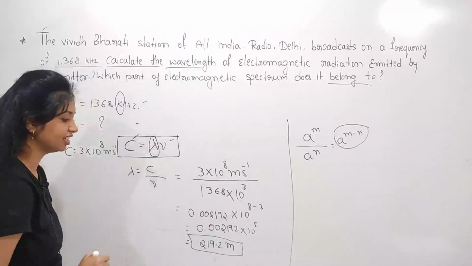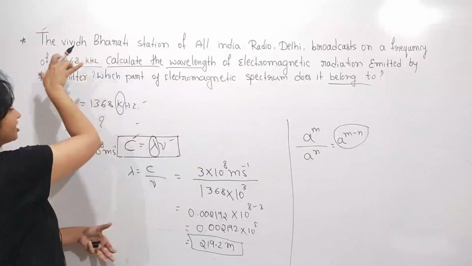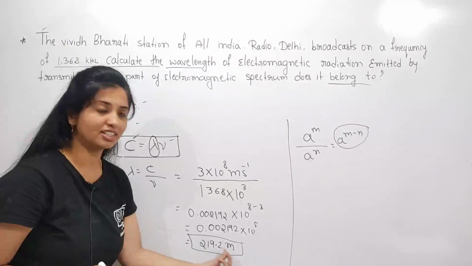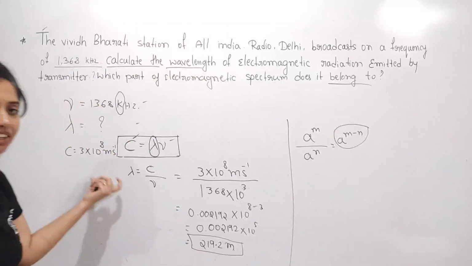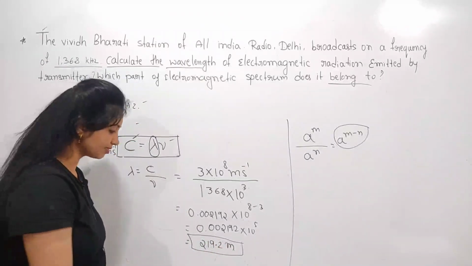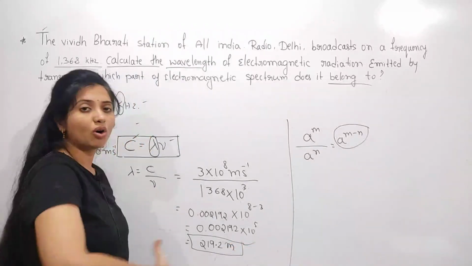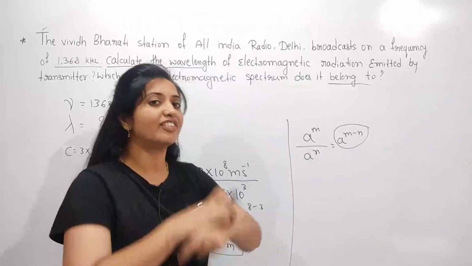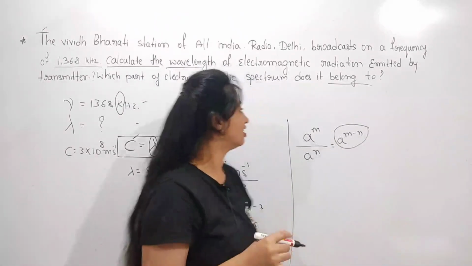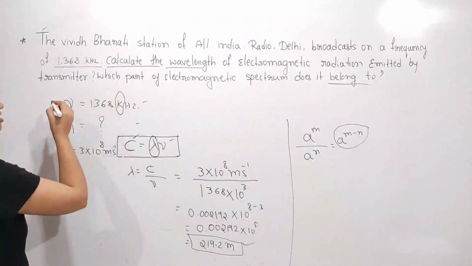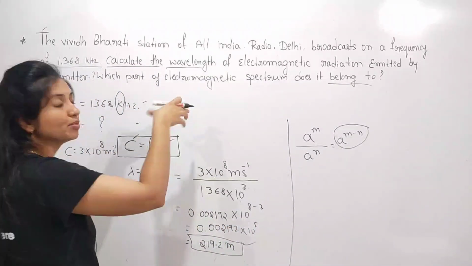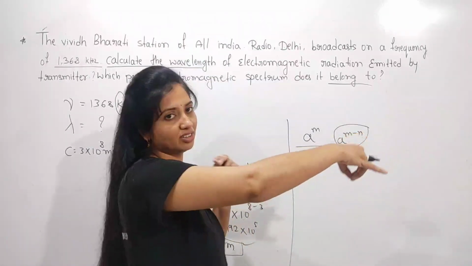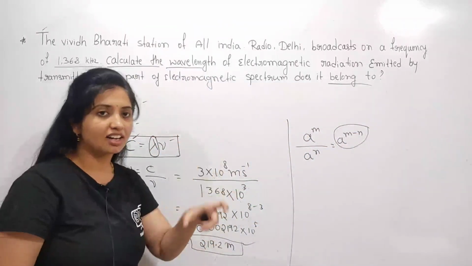So how much meter is the wavelength of this kilohertz waves? So 219.2 meter. So lambda or wavelength will be measured in terms of the meter here. So this is a very long wavelength. Already I told you in a previous class, very long wavelengths are related to the broadcasting area like microwaves and radio waves. Very long wavelengths belong to the radio waves.